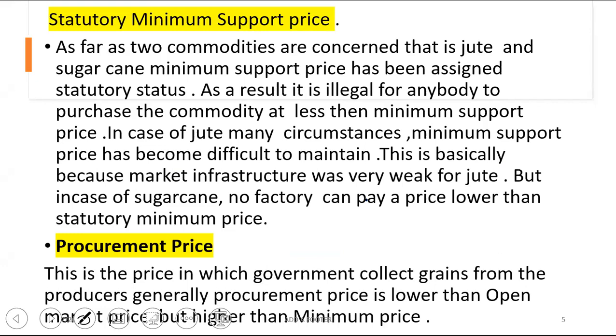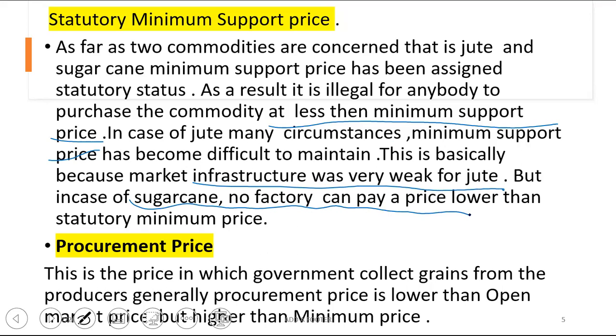Okay. Nobody can purchase the goods at a price which is less than the minimum support price. Minimum support price से कम भाव में nobody will be purchasing. Okay. They were talking about jute products. Once upon a time, India was exporting jute. Okay, so that period का information. Market infrastructure for jute was very weak. But in case of sugarcane, no factory can pay a price lower than statutory minimum price. So sugarcane का case में things are better. Every factory farmer को minimum support price के नीचे दे ही नहीं सकता है because the rules are very clear over there.